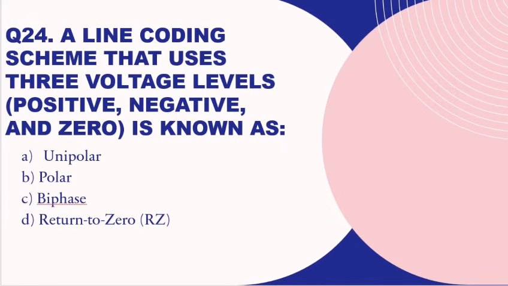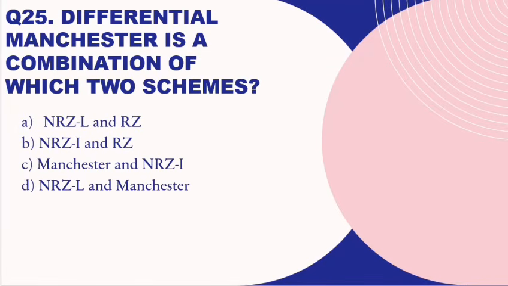Moving on to the 24th question. A line coding scheme that uses three voltage levels, positive, negative, and zero, is known as option A, unipolar, option B, polar, option C, biphase, option D, return to zero, RZ. So the correct answer for this question is option D, which is return to zero.